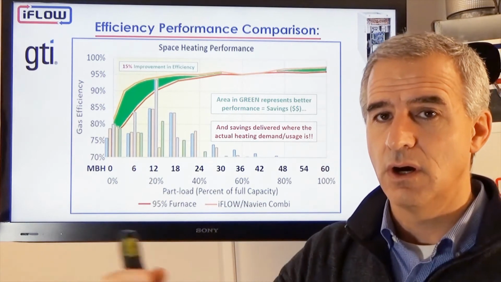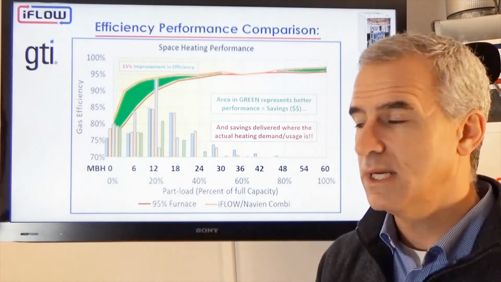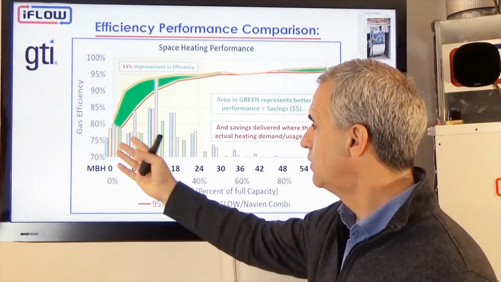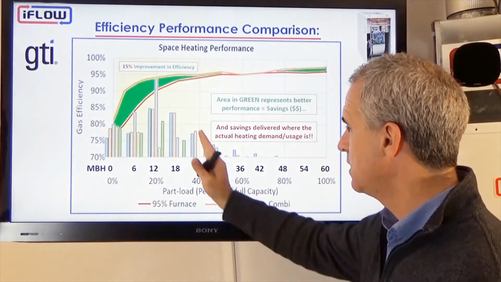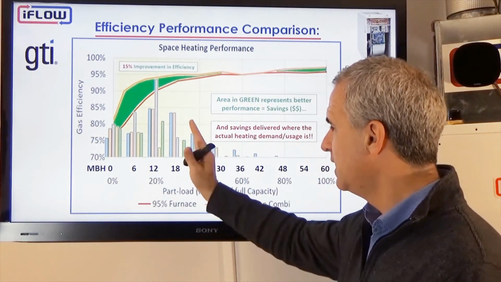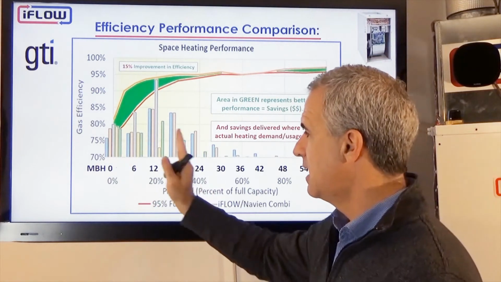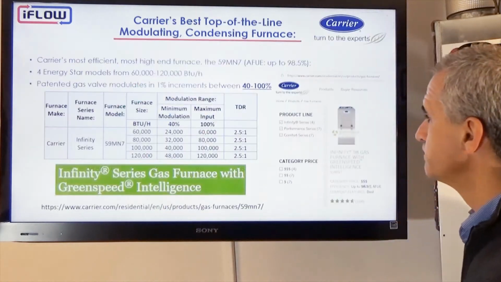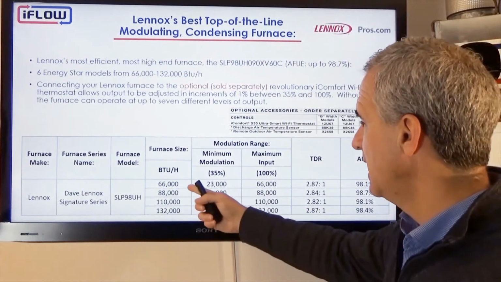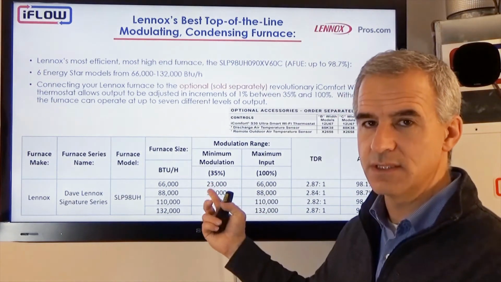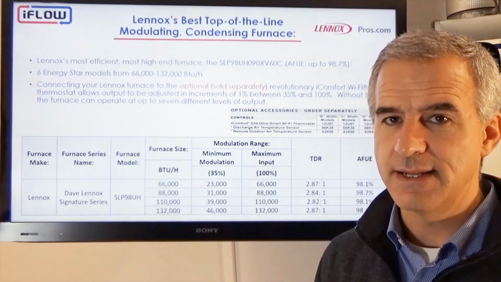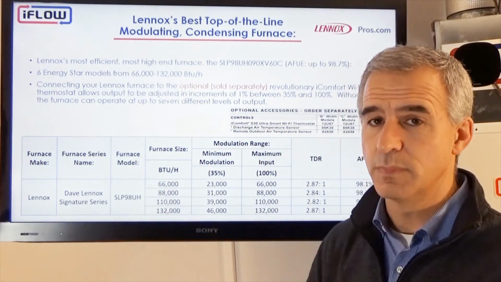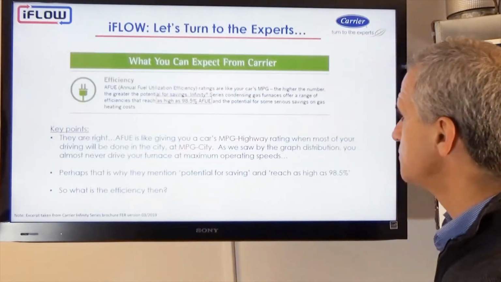It's going to cycle on and off and on and off because there's no way to be able to do it. It's not going to be cycling as much because it'll be able to modulate hopefully down to this range and then cycle a little bit in here, but it will still be cycling. Same with the Lennox, 23,000 BTUs. It's not going to do much better in that application where most of the demand is below 24,000 BTUs.